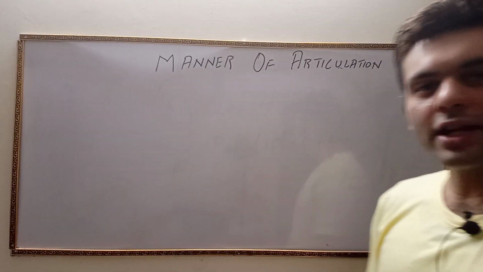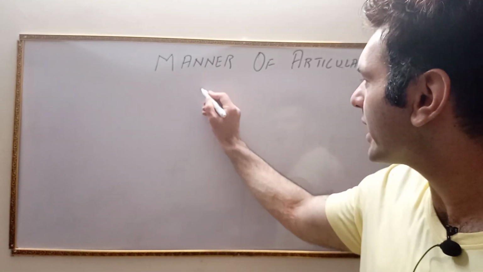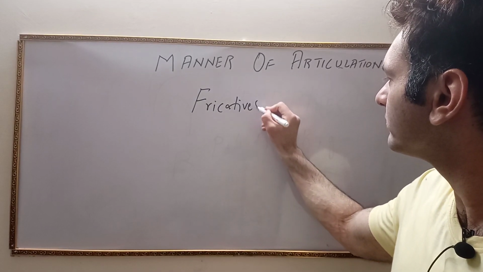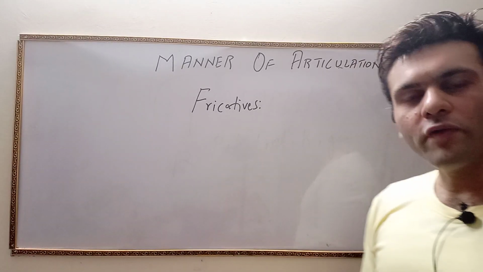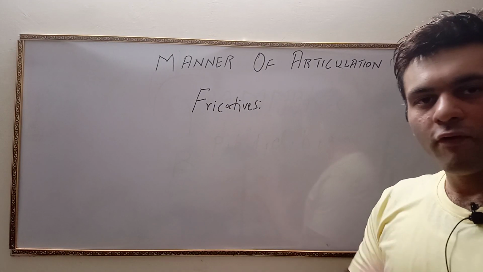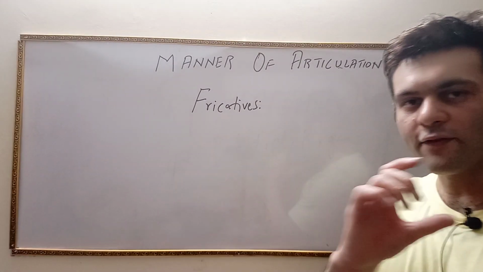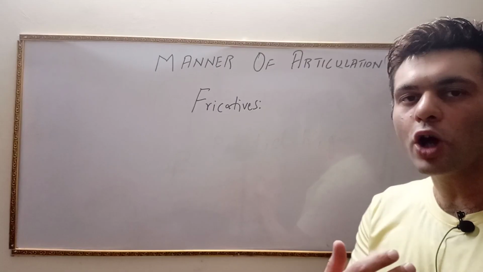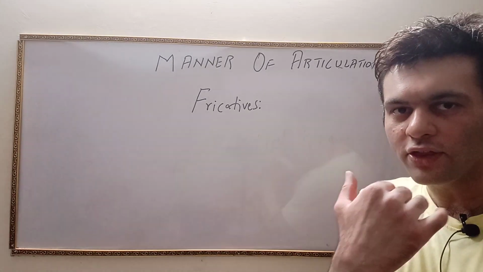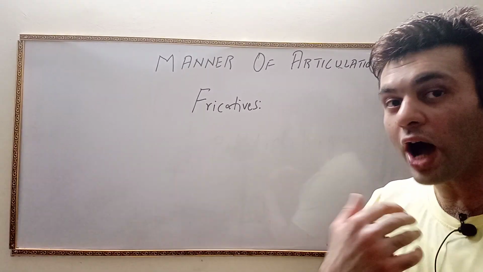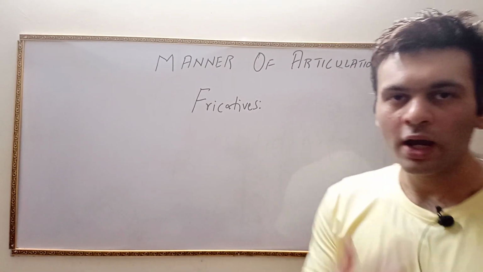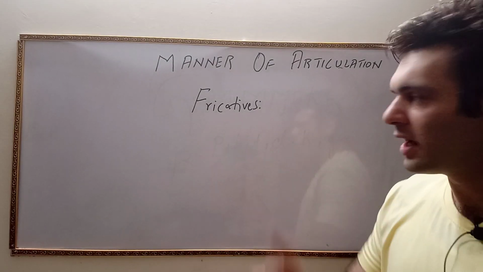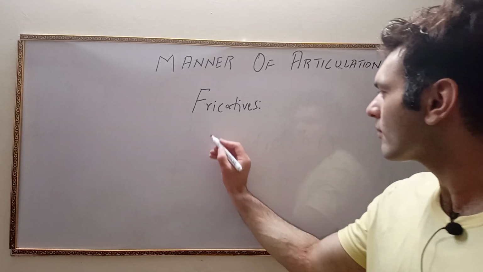The second category that we have is fricatives. Now, what do we mean by a fricative sound? Whenever you pronounce fricative consonants, you create a kind of friction within the oral cavity. Now, how is that friction produced? For that matter, you need to articulate and utter these phonemes. First, let me write them.